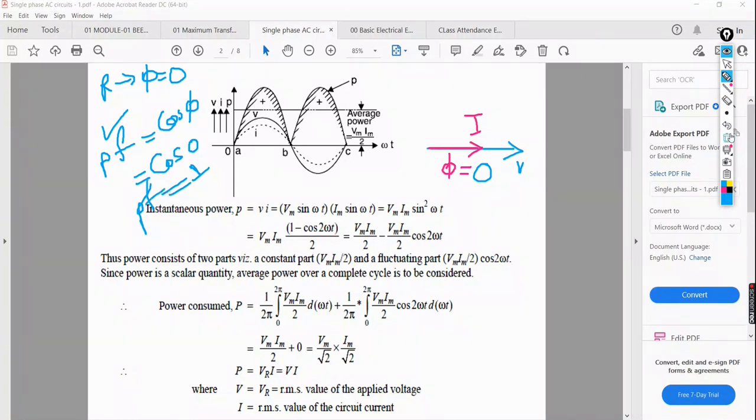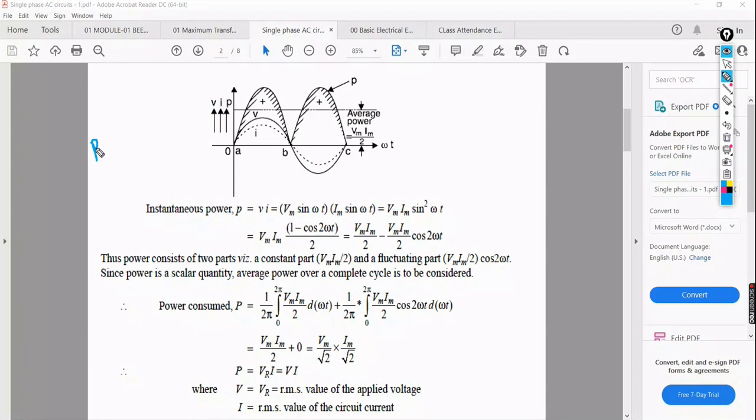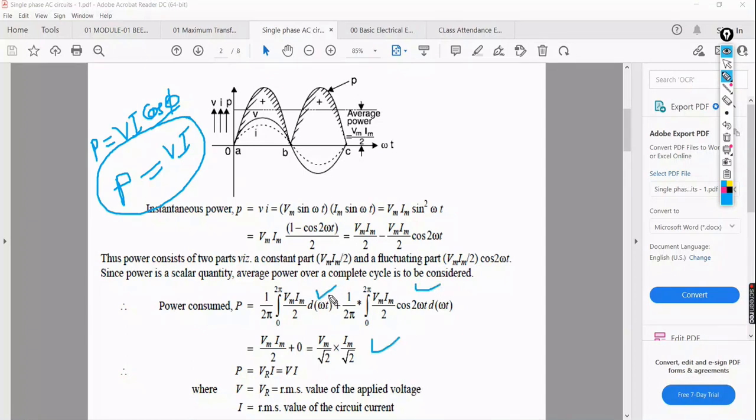But generally what happens with respect to the power equation in case of AC circuit? P is equal to VI into cos phi. In case of pure resistance, cos phi value is 1. If cos phi is 1, the product of RMS value of the voltage and current can be derived here by the use of this equation.